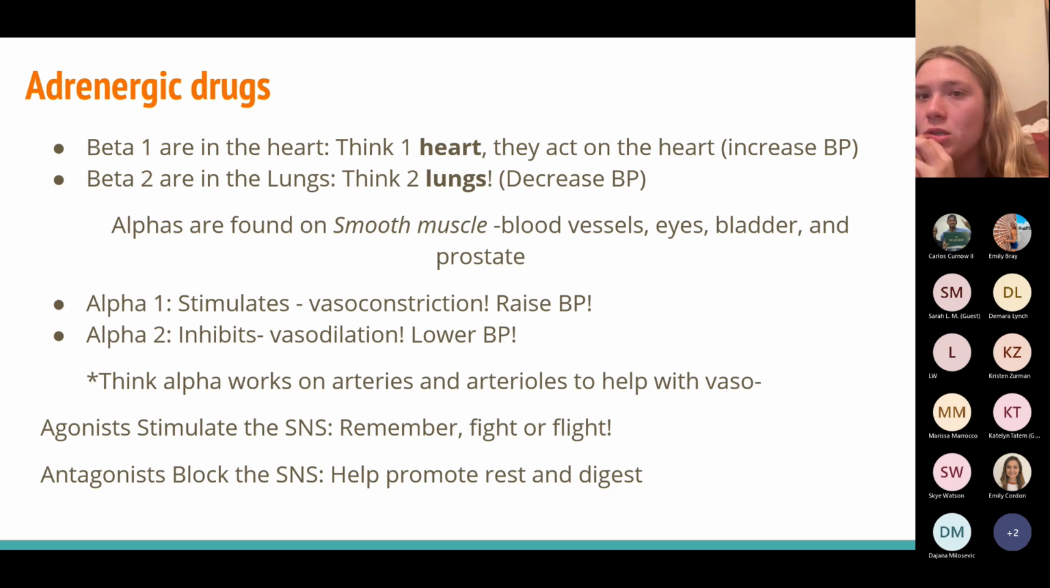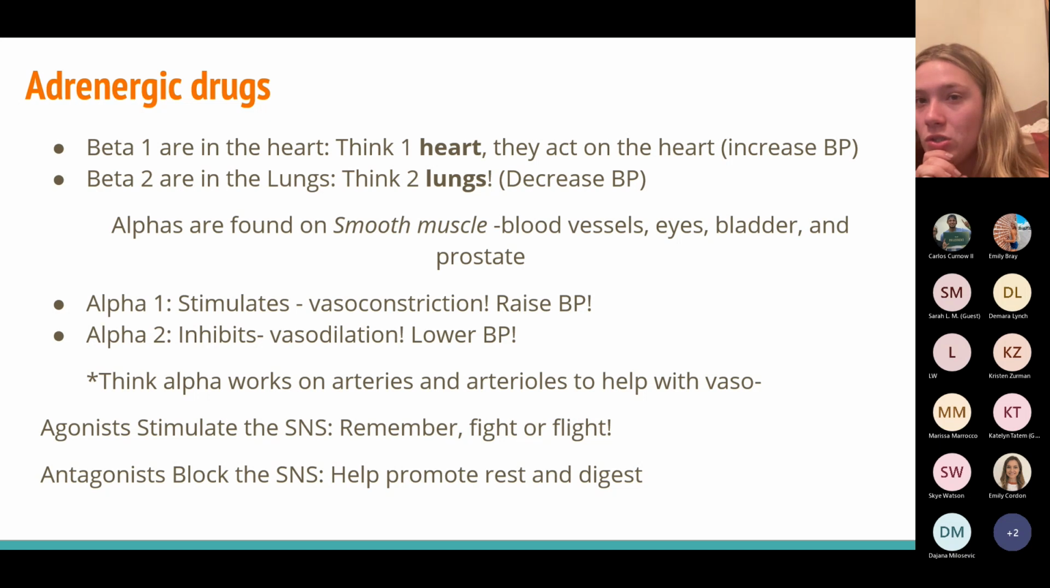That's just something I like to use to kind of help it make sense. So when we're talking about our alpha 1, this stimulates vasoconstriction. So this is going to raise our blood pressure. If we have an alpha 1 agonist, this is going to promote vasoconstriction. If we have an alpha 1 antagonist, this is going to compete with vasoconstriction. Vasoconstriction is now not going to occur. So that's kind of how we use agonist versus antagonist, and we'll talk about that, I promise.